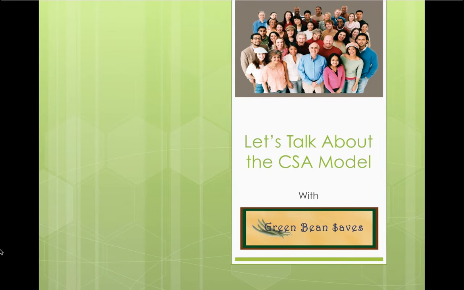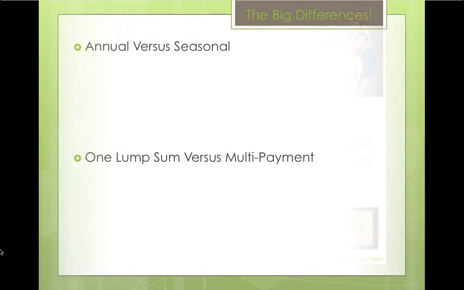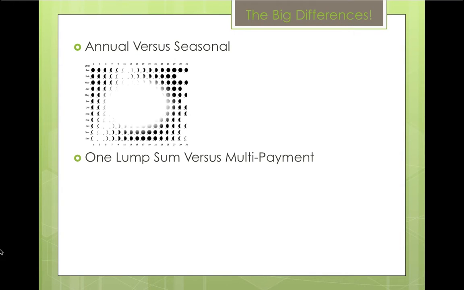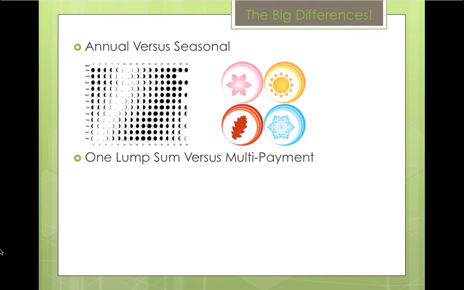Let's talk about community-supported agriculture, or the CSA model. Every CSA model shares a few of the same big differences. First, how are you going to sell your products? Are you going to sell them annually, once a week, every week, or once a month, every month? Or are you going to sell them seasonally? Maybe once a week every 3 months, or once a month every 3 months, every 6 months, every 9 months, whatever your season is. That's for you to decide.